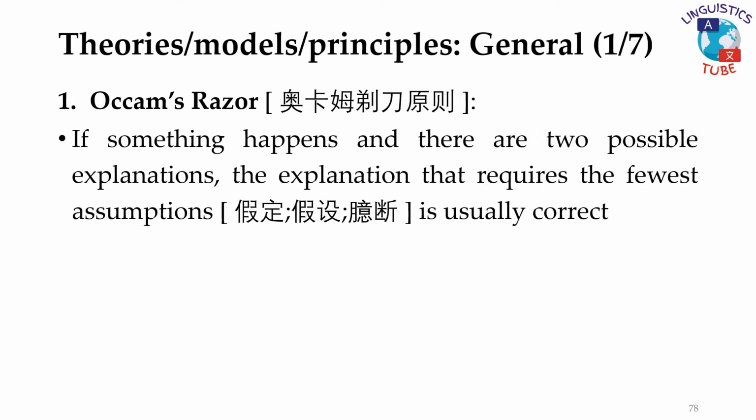Firstly, here are some interesting theories that can help to explain phenomena in life in general. The first theory is called Occam's razor. This theory states that if something happens and there are 2 possible explanations, the explanation that requires the fewest assumptions is usually correct. In other words, an explanation is more unlikely if you need to make more assumptions. Or even more simply, the simplest explanation is most likely to be correct.